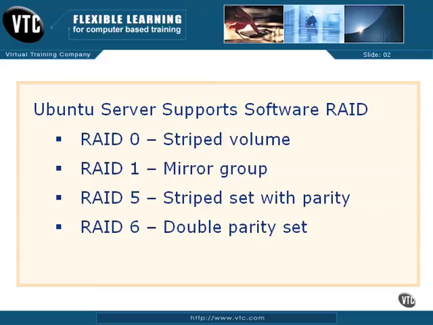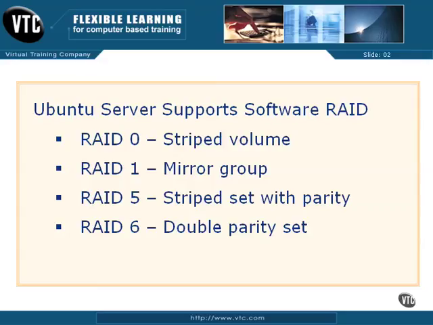RAID 5 is known as a striped set with parity. Parity bits exist on the 3 or more drives of a RAID 5 array, and if one of the partitions is lost for whatever reason, the data from that partition can be rebuilt from the parity bits on the other partitions.